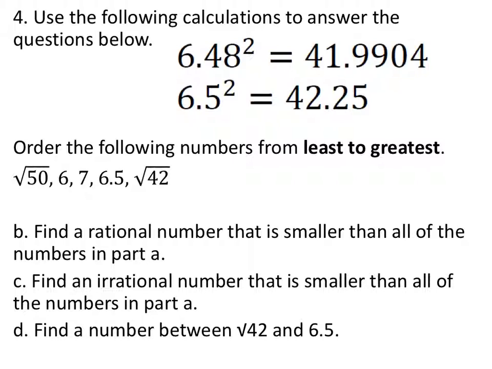All right, use the following calculations. No, we're not going to use those calculations because we're using a calculator again. Order the following numbers from least to greatest: the square root of 50, 6, 7, 6.5, and the square root of 42. Part B, find a rational number that is smaller than all the numbers in part A. C, find an irrational number that is smaller than all the numbers in part A. And D, find a number between the square root of 42 and 6.5. Take a couple minutes to do this with your neighbor. Go.